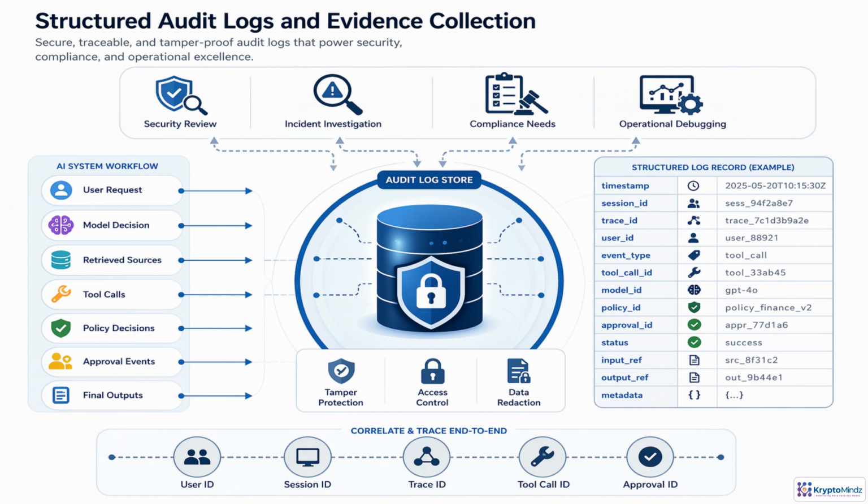Logs also need security controls. Hash or tokenize sensitive identifiers, omit secrets, restrict access, and prevent tampering. Correlation IDs connect separate events into one end-to-end story, which is exactly what auditors and responders need.